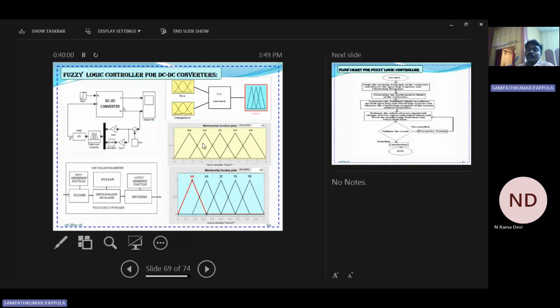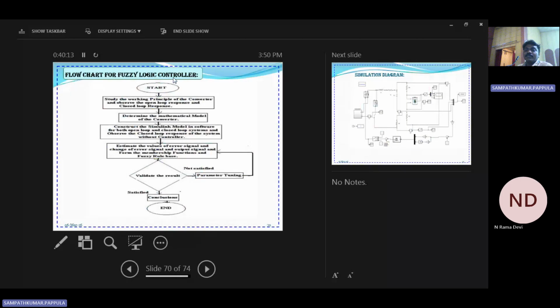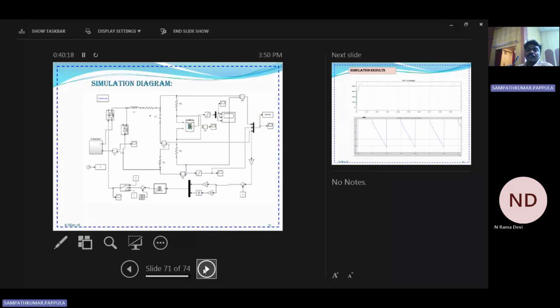So here we need to take some membership functions in the fuzzy logic controller. These are the input memberships and output memberships. For the input memberships, there are two types, one is for the error, another one is for the change in error, and this is the output membership. And finally, with the help of this flowchart, you may design a fuzzy logic controller, and this is the simulation circuit using the fuzzy logic.